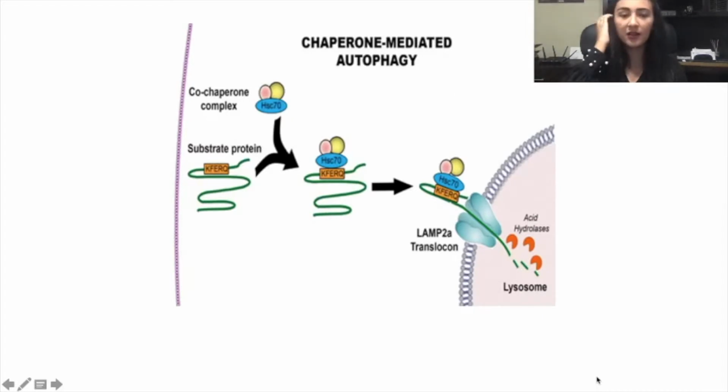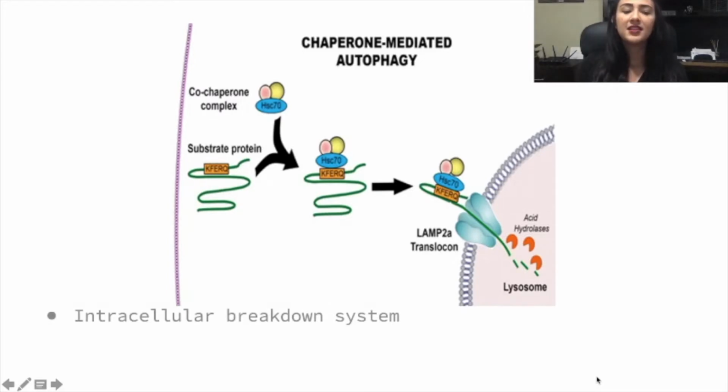So first of all, what is chaperone mediated autophagy? Well, chaperone mediated autophagy, or CMA as I will be referring to from now on, is an intracellular breakdown system, meaning that within the cell it breaks things down. In this case, we're going to break down protein that is either unhealthy or redundant or just of no use to the cell into amino acids, which again, amino acids are the building blocks of protein.